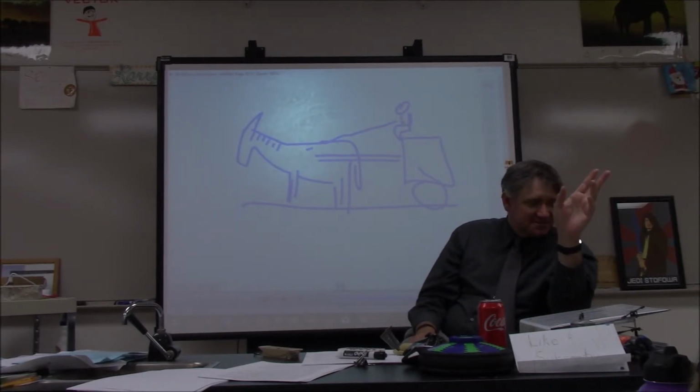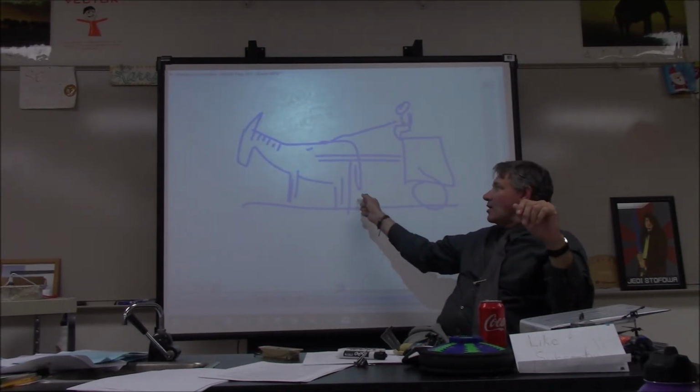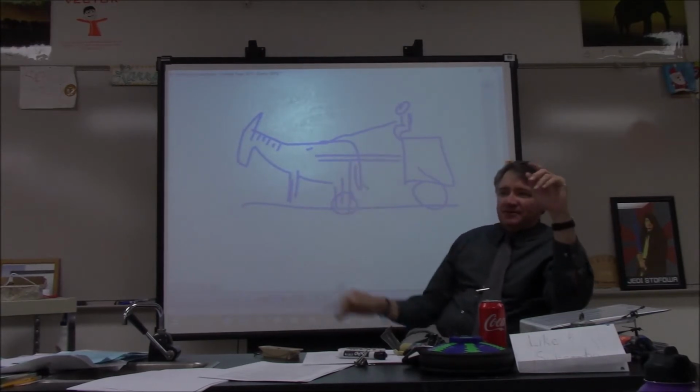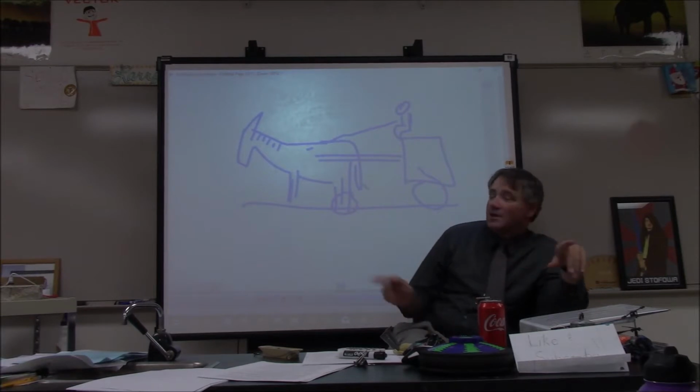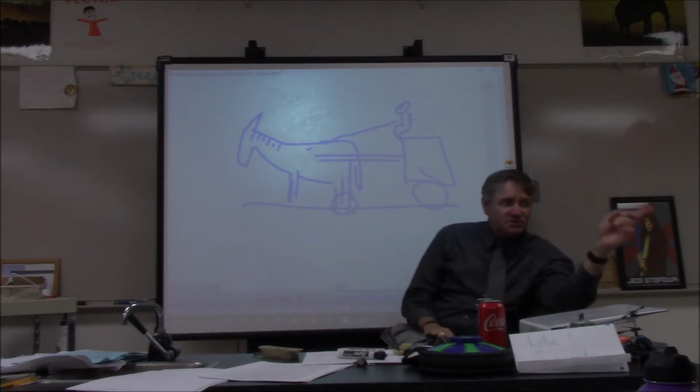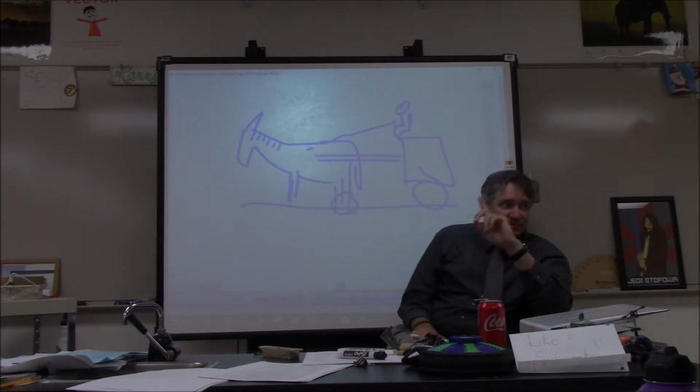But here's the situation. Leave the horse out of it, and it goes to something that Max had said earlier. When the horse goes to push on the ground, what's the ground going to do? The ground's going to push back with an equal and opposite force, right?